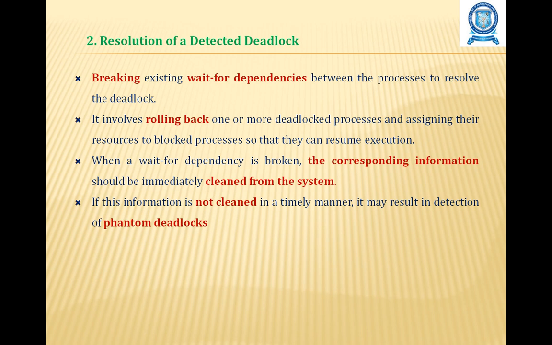The deadlock detection algorithms propagate information regarding wait for dependencies along the edges of the wait for graph. When the wait for dependency is broken, the corresponding information should be immediately cleaned from the system. If this information is not cleaned in a timely manner, it may result in detection of phantom deadlock.